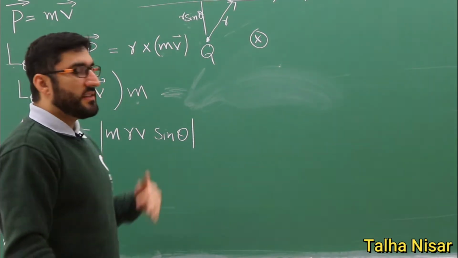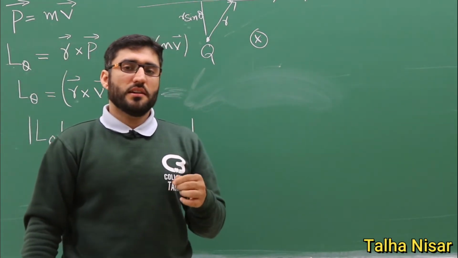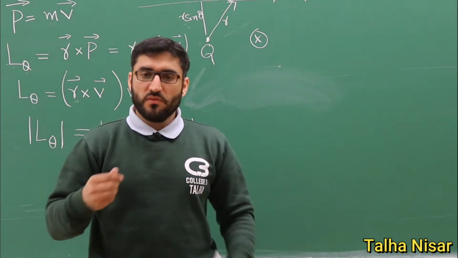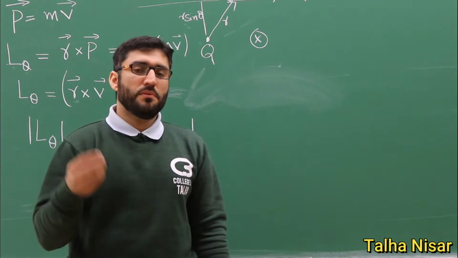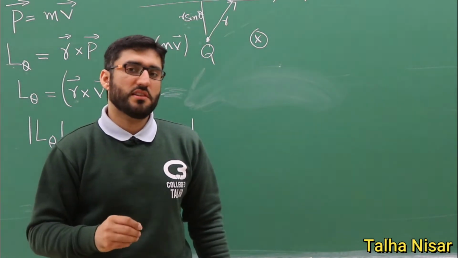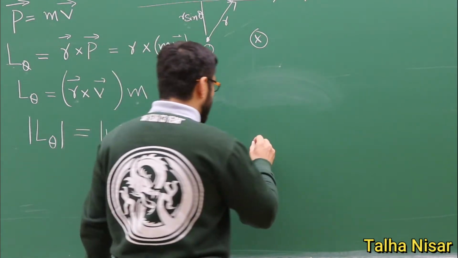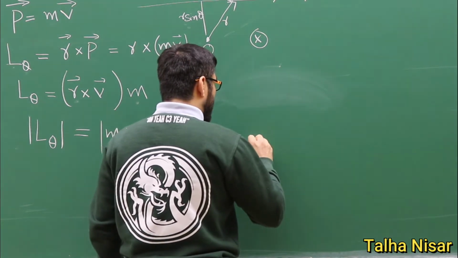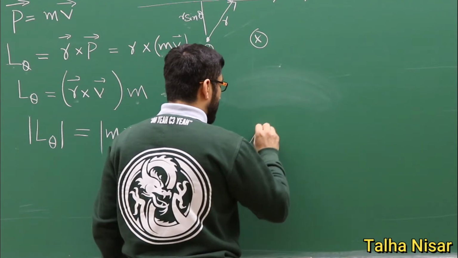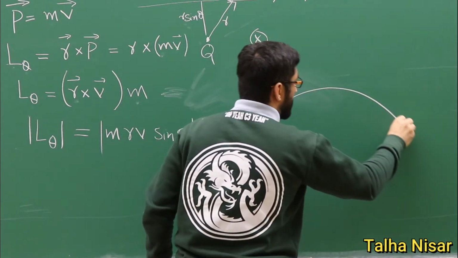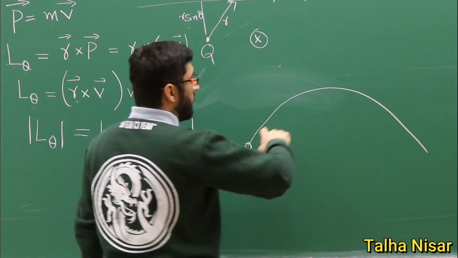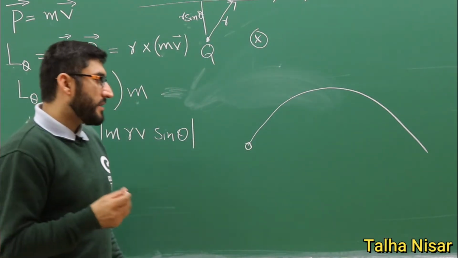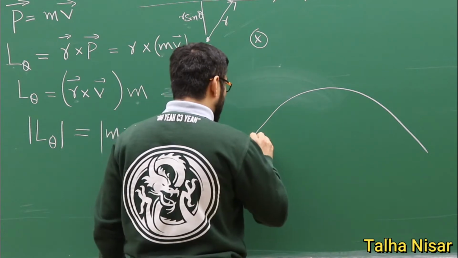And now we take another example for the angular momentum, which is the projectile motion. Previously we have already discussed this projectile motion. Projectile motion is, for example, we have an object and we throw that under the influence of gravity with some initial velocity. So it will follow a parabolic path.